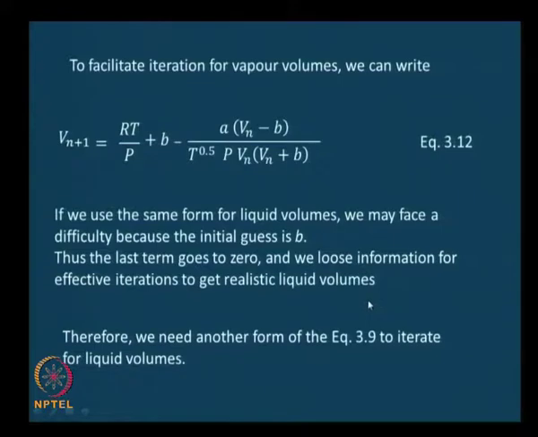Therefore, we need another form of this equation, either equation 3.9, which is the Redlich-Kwong equation. Yeah, I think that is a better place to start. Here we cannot really do much. Therefore, let us start with the Redlich-Kwong equation itself, which is 3.9, and write it in a form that will allow us to overcome this difficulty and iterate to get liquid volumes.